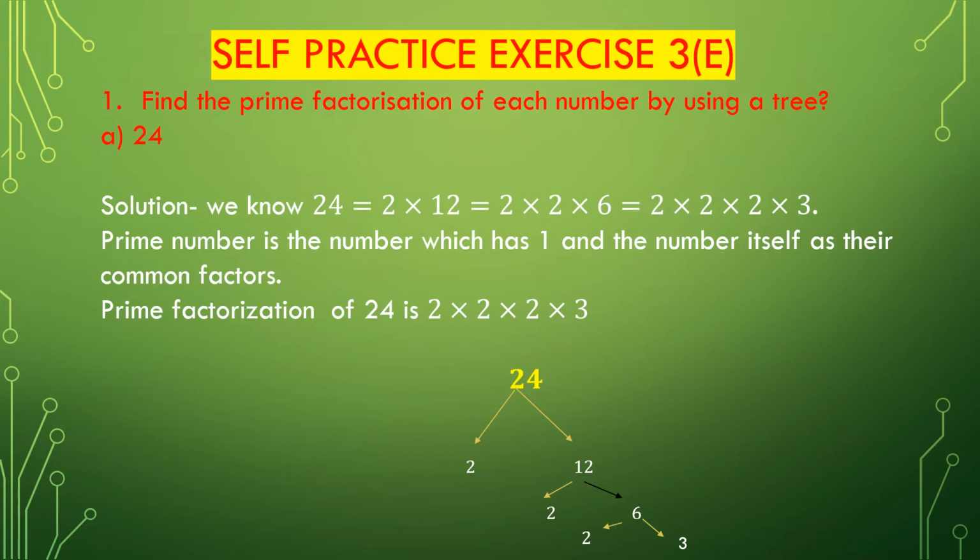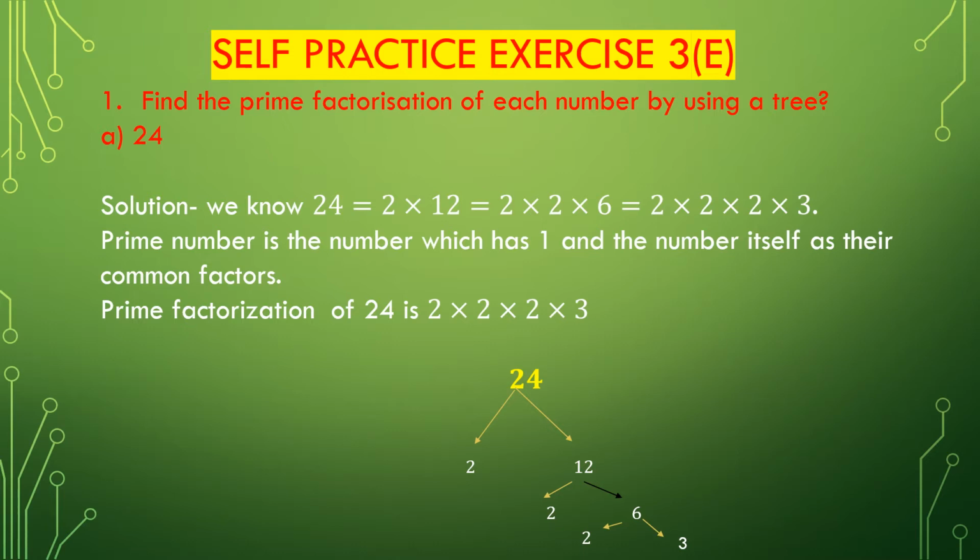Now we solve question number 1. Question number 1 is: find the prime factorization of each number by using a tree. First part A is 24. We have to find the prime factorization of the number 24 using the prime factor tree.